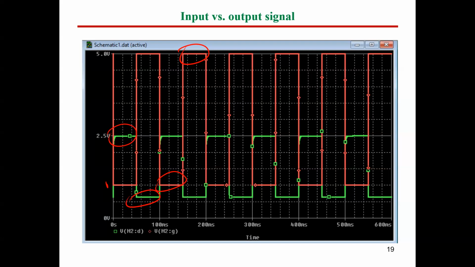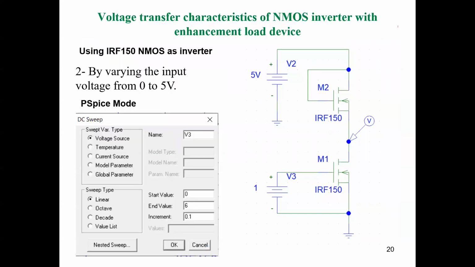Now, let's investigate more and make analysis for different values of volt in order to get what's called the characteristics of our MOSFET. So the voltage transfer characteristic, how to draw the voltage transfer characteristic of our driver MOSFET. So this is again our driver MOSFET here, and we need to investigate the performance of this driver while applying variable volt. So I'm going to apply variable volt called V3, okay?